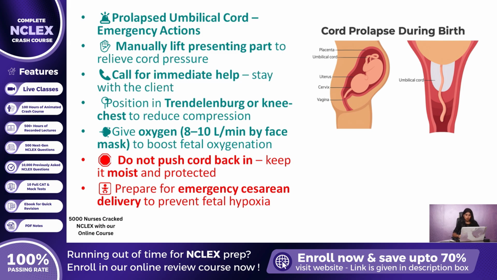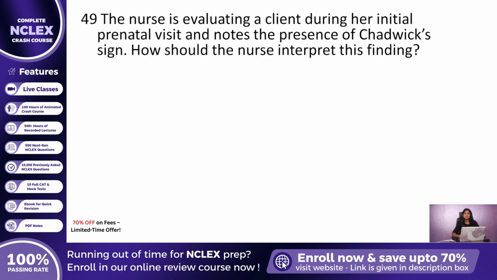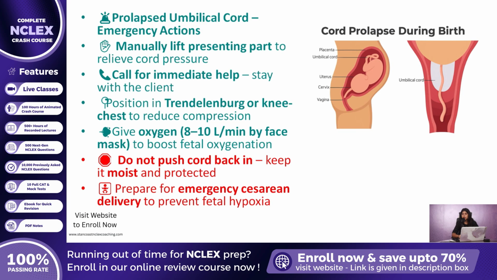Next, the nurse should position the client in the Trendelenburg or knee chest position to use gravity to further reduce pressure on the cord. Administering oxygen at 8 to 10 liters per minute by face mask helps maximize maternal and fetal oxygenation. Lastly, the nurse should assist in preparing the client for an emergency cesarean delivery, which is the definitive management to prevent fetal hypoxia or death.